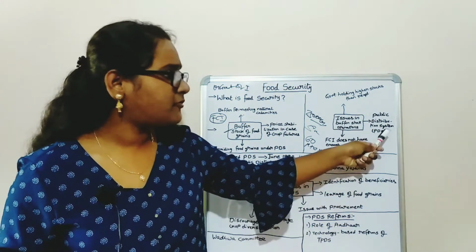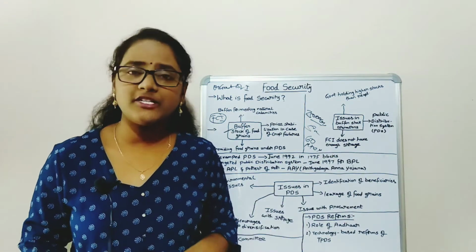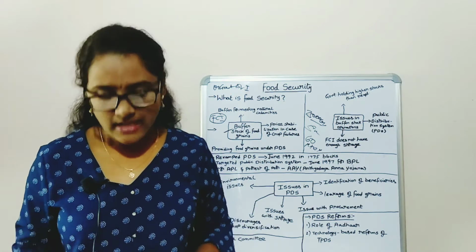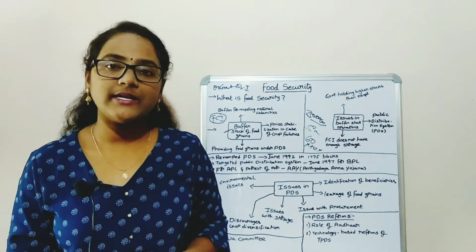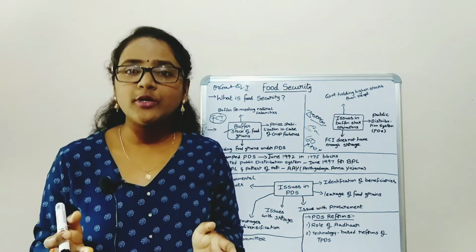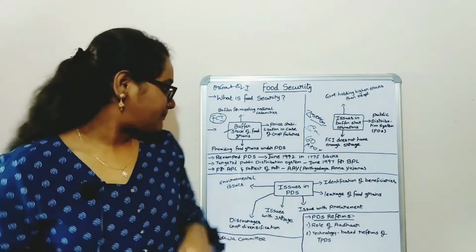This Indian food security system was established by the Government of India under the Ministry of Consumer Affairs, Food and Public Distribution to distribute food and non-food items to India's poor at subsidized rates.